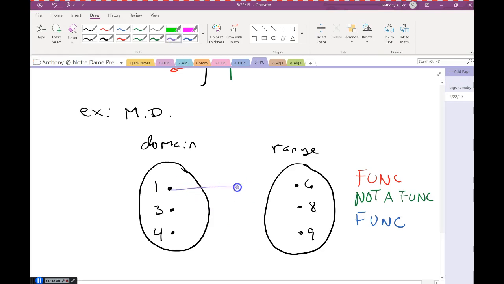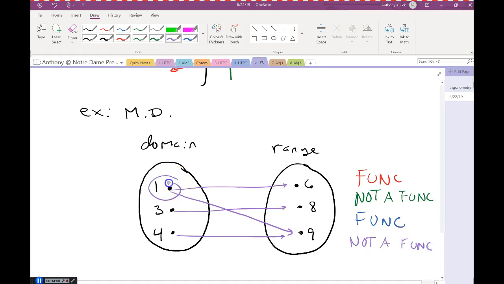What if we have this one? Is this a function? No. What's wrong with this? Very good. So 1 is paired with 2 different y's. Do you guys feel good so far about determining whether these different things are functions or not? So far, so good? Hopefully you remember a little bit of this. We spent a good amount of time in first semester doing these kinds of exercises. So hopefully that's coming back to you.